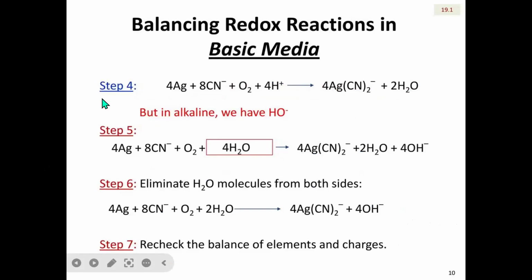We add them here. But we said that it is in alkaline medium, so we must add OH. That is why here we add 4 molecules of OH group. Once you add OH here, it means that these hydrogen ions will now react with the OH to produce water molecules. Here we have 4 hydrogen ions and 4 OH, so at the end we have 4 molecules of water. Here we have 4 molecules of water, and here we have 2 molecules of water. Of course, this one would be cancelled, and then 2 molecules will be left here. And that is what we have here.